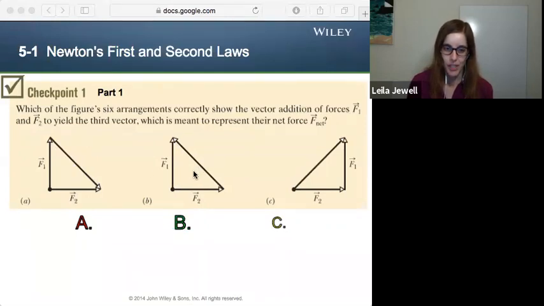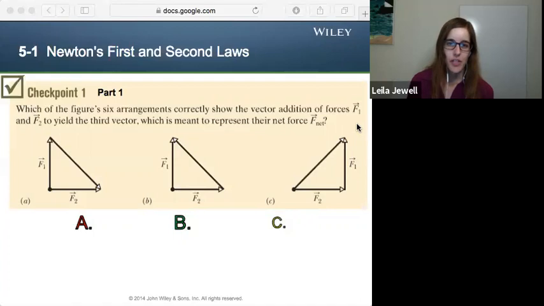We look at case B. This is just the opposite, right? F1 and F2 are not in the right position for vector addition. This is actually vector addition for F2 plus F net equal to F1. Finally, let's check vector C. Notice with this one, F2 is pointing to F1, follow F1. So now F2 plus F1 is equal to F net. So case C here follows the right rules for vector addition.